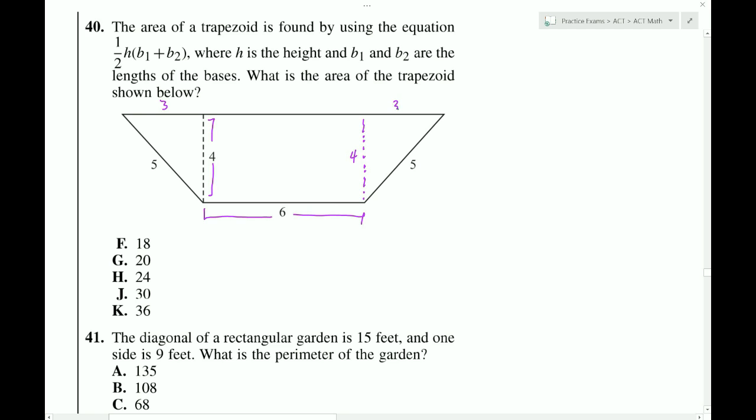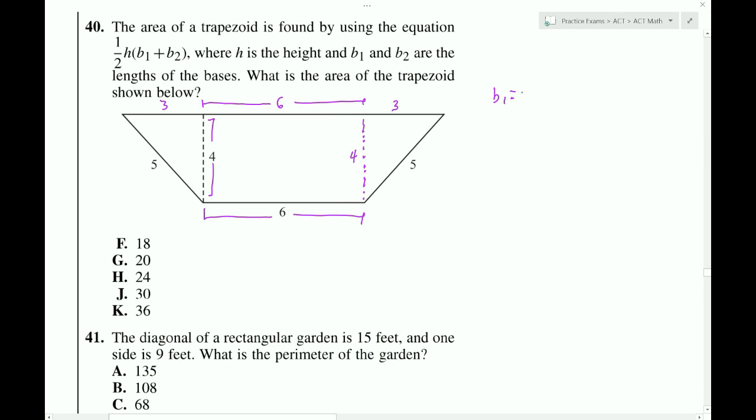Same thing here, also 3. And then this middle part is 6. Now if you didn't know the 3, 4, 5 triangle, you could also use Pythagorean theorem to find this value. But anyway, the total base here at the top would be 3 and 6 and 3. So that would be 12, right?